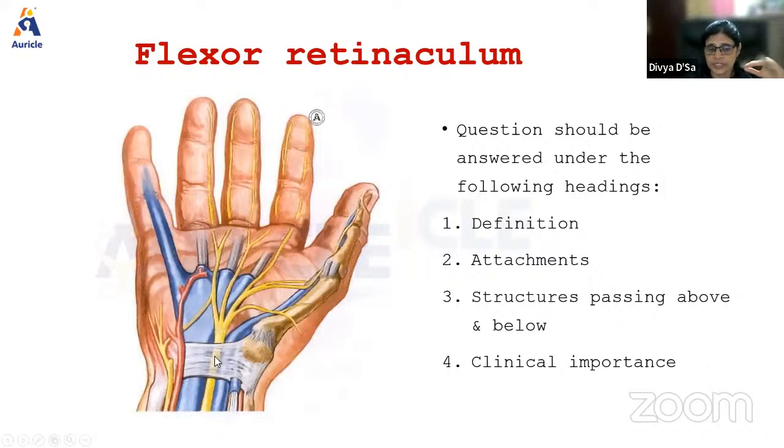Because it provides stability, it holds all the long flexor tendons in place when they pass below it to get attached to the bones of the palm. And since it holds them in place, it prevents the bowstringing of these long tendons.